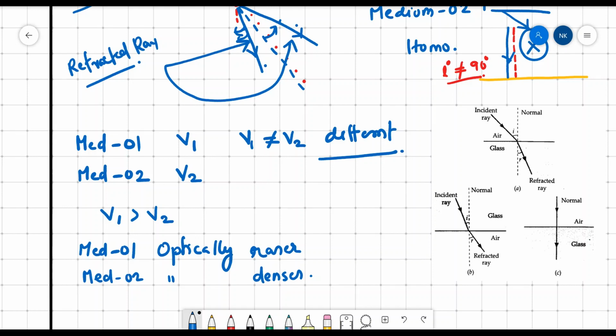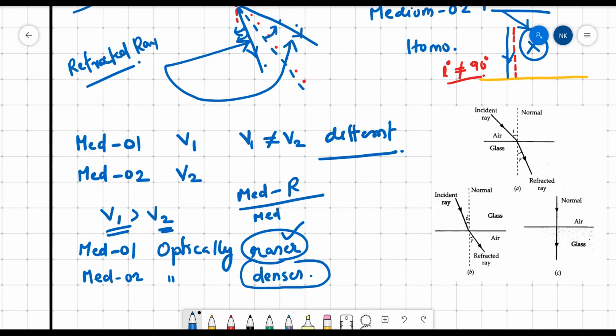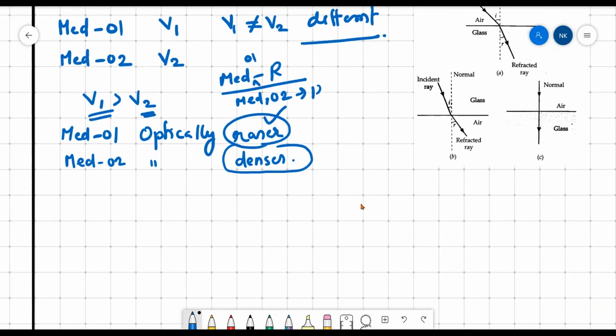Okay, so जहां पे स्पीड ज्यादा है that is going to be optically rarer, जहां पे स्पीड कम है that is going to be optically denser medium. Okay, so if v1 is greater than v2, that means medium 1 was rarer one, and medium 2 was denser one. Now I can explain you किस कंडीशन में नॉर्मल के तरफ बेंड होंगे और किस कंडीशन में नॉर्मल से दूर जाएगा.